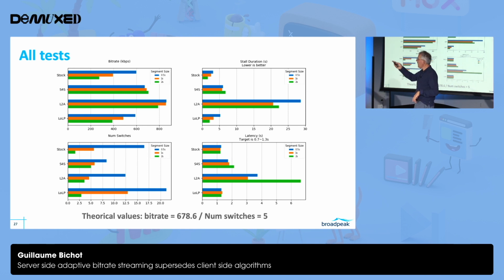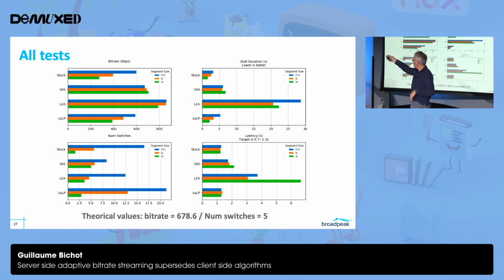So you can see that S4S, the theoretical target was 678 for the entire set of tests. And you can see that S4S reached it. Stock means the basic algorithm, right? So LOL is right below, and L2A is always over the limit, which means it stalls.